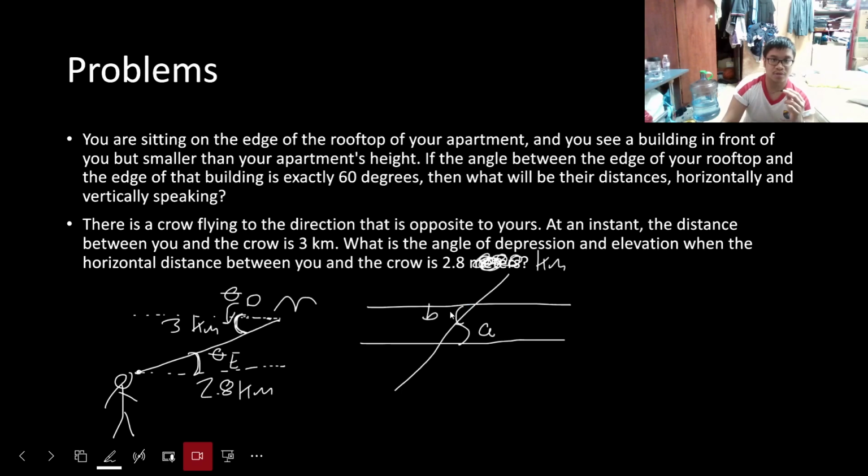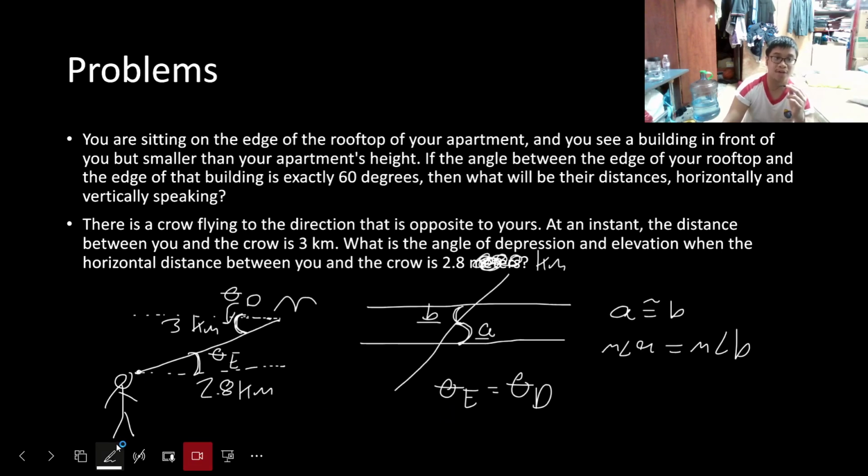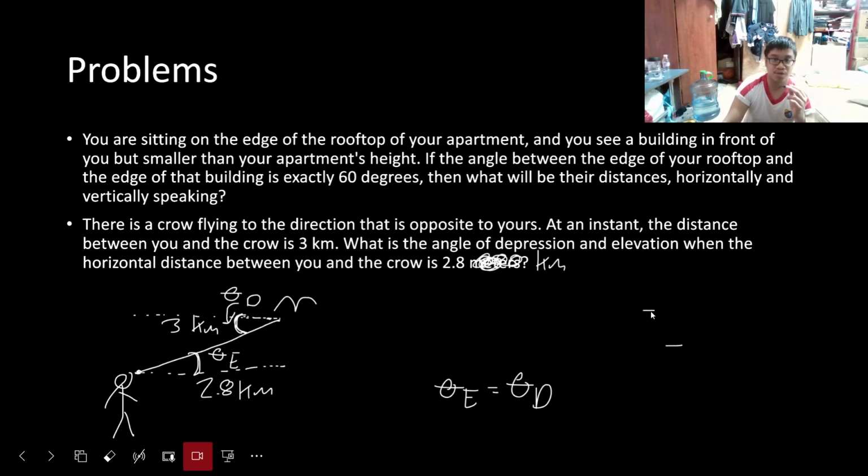Now, if you're going to take a look, we have an interior angle A and an interior angle B. These two are actually congruent to each other. Hence, we can say that the measure of angle A is equal to the measure of angle B. Meaning, in this scenario, your angle of elevation is just the same as the angle of depression. So whatever our angle of elevation will be, that will also be your angle of depression.